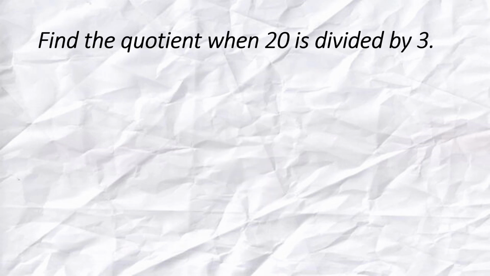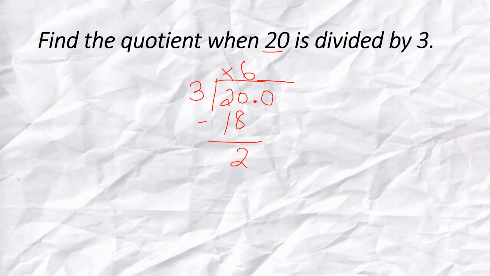Next, find the quotient when 20 is divided by 3. So let us try. So 20 is your dividend, and then 3 is your divisor. 20 divided by 3, we have 6. 6 times 3 is 18. 20 minus 18 is 2. Since we still have a remainder, we put now a decimal point on your dividend, and then we put a 0. Same with your quotient, we put a decimal point at the top.